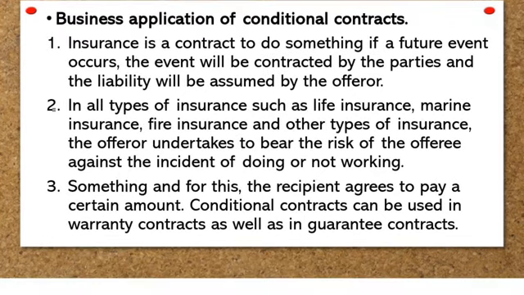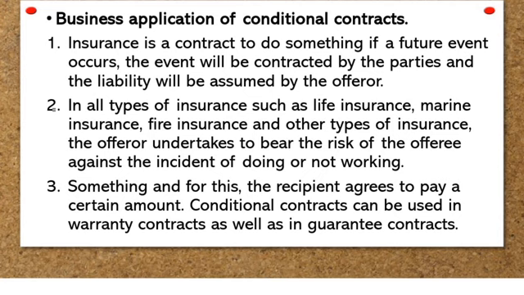Now, coming to the next part, business applications of conditional contracts. The first one is insurance, which is a contract to do something if a future event occurs. The event will be contracted by the parties and the liability will be assumed by the offerer. The second point is, in all types of insurance such as life insurance, marine insurance, fire insurance and other types, the offerer undertakes to bear the risk of the offeree against the incident of doing or not doing something, and for this the recipient agrees to pay a certain amount. Coming to the third point, conditional contracts can be used in warranty contracts as well as in guarantee contracts.